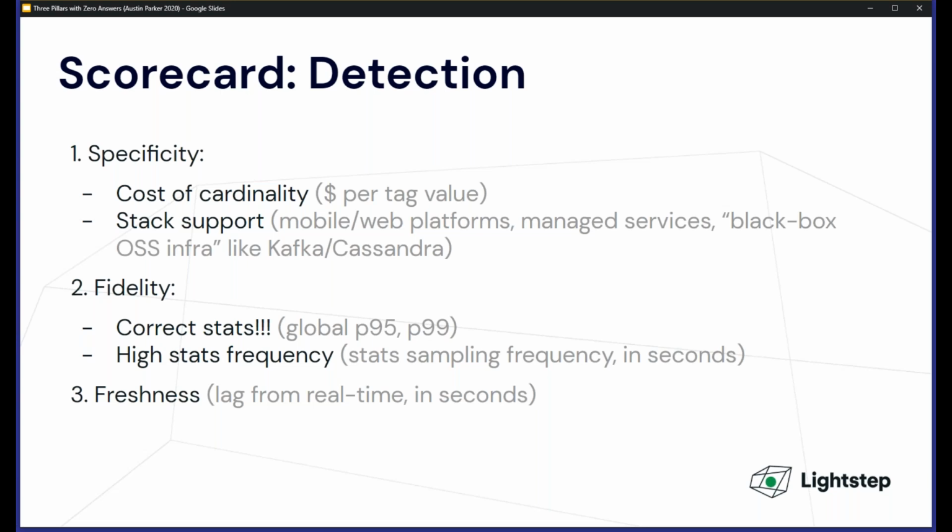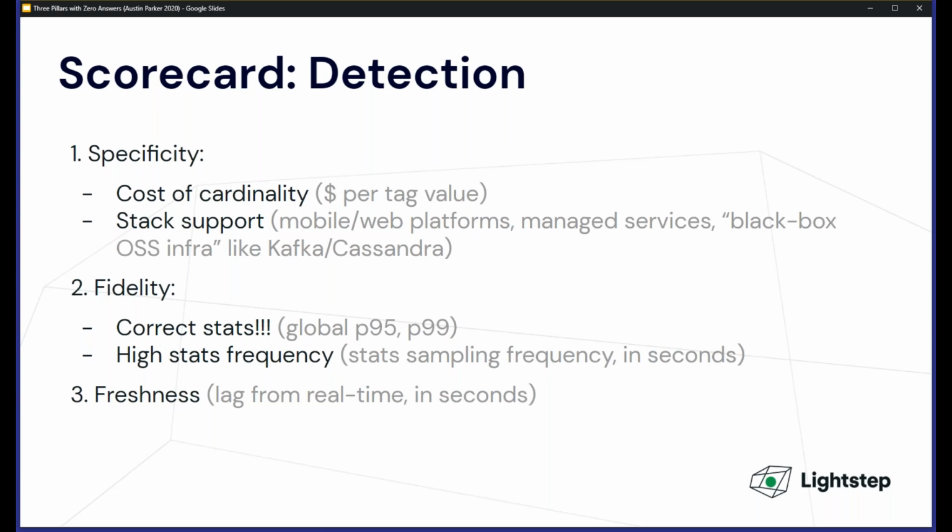So if you buy my argument here that observability is about detection and refinement, then how do we weigh these things? How do we score observability products? Well, I don't want to say it's complicated, but here are these 3 things. Let's break this down because there's a lot here.